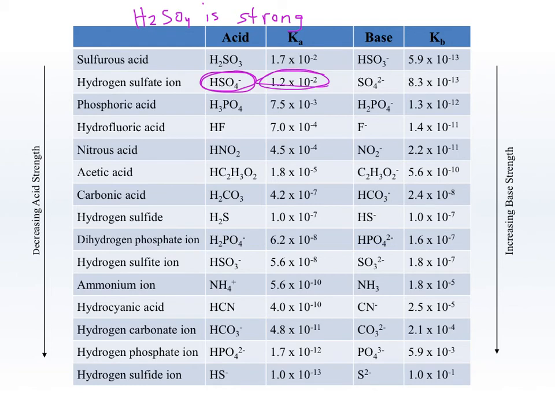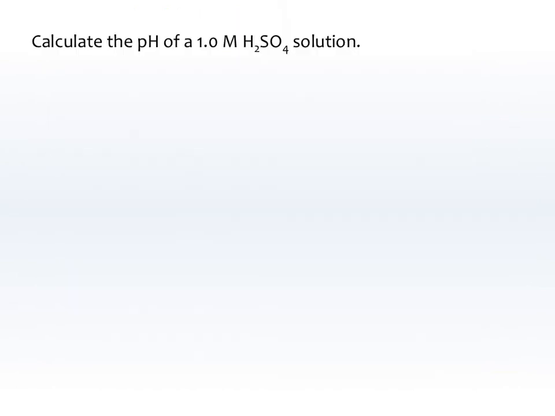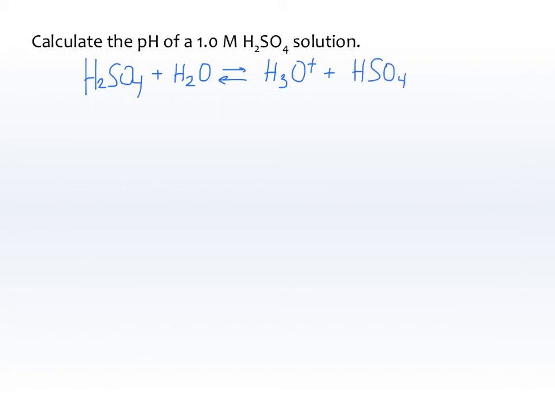So let's use that Ka for our next problem. First thing we're going to do is write the reaction. H2SO4. This time I'll add water. I'm trying to alternate when I add water and when I don't, just so you can see them both ways. If you did this reaction without adding water, that's totally fine.